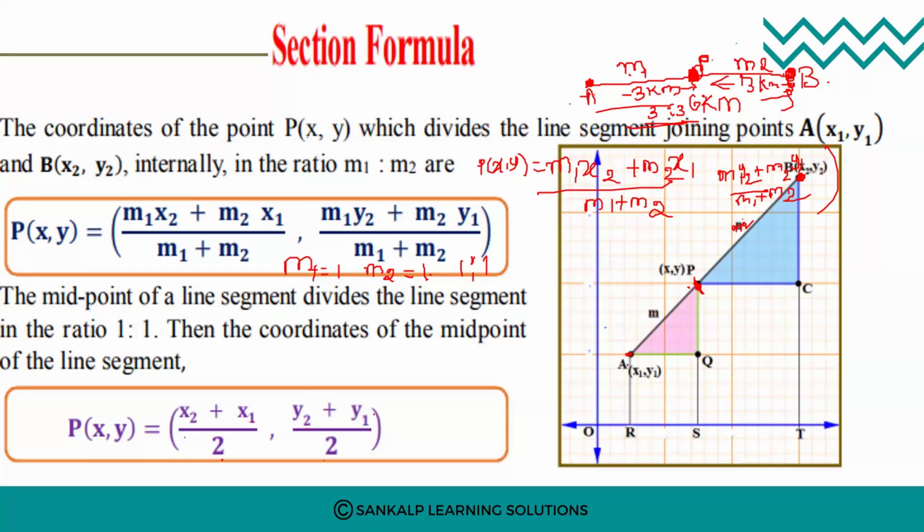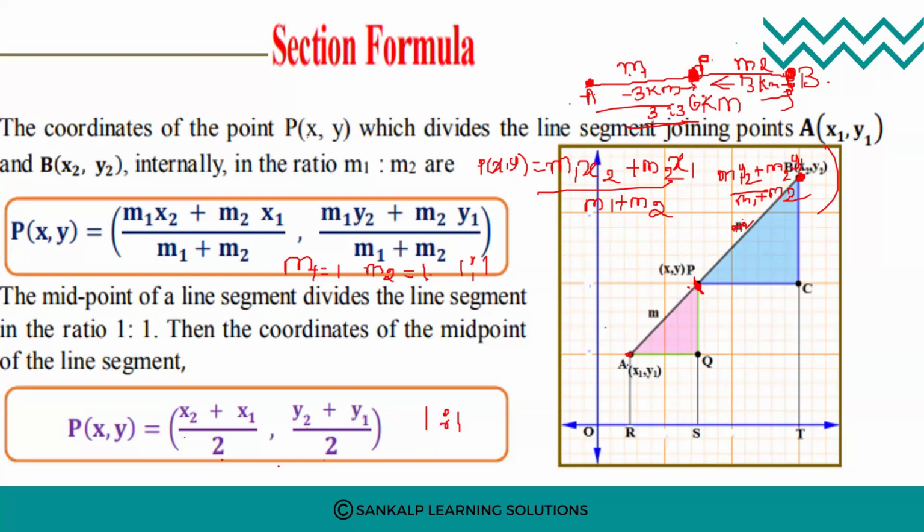Okay, when will you get this formula? When the line divides in the ratio 1 is to 1. Okay, at that time you will have the formula x2 plus x1 divided by 2 and y2 plus y1 divided by 2. Okay.